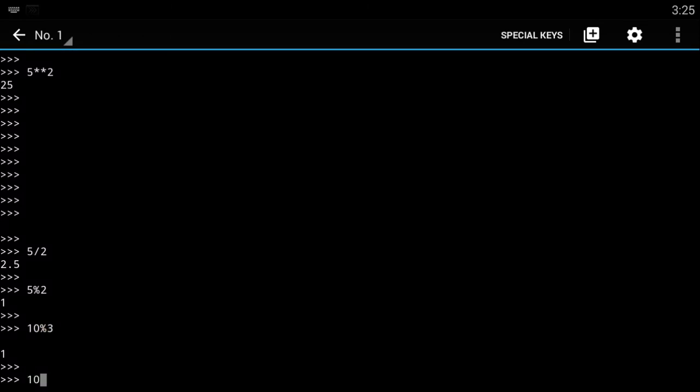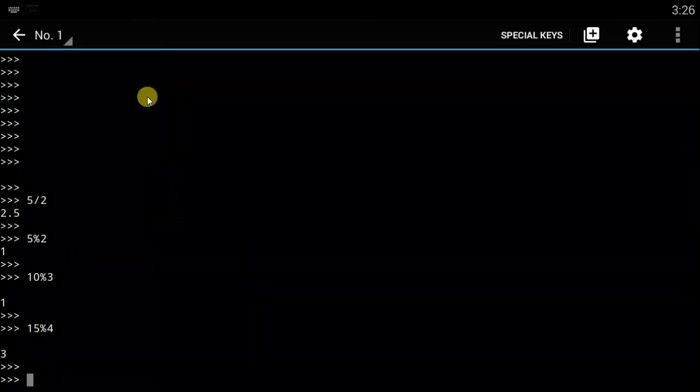If I were to do it with 15 % 4, this will give me 3, because 4 goes into 15 three times, which gives you 12, and then the remainder is 3. And the addition of 3 to this 12 will give you 15. So that's what the percent sign does. It actually gives you the remainder of any number you divide by.